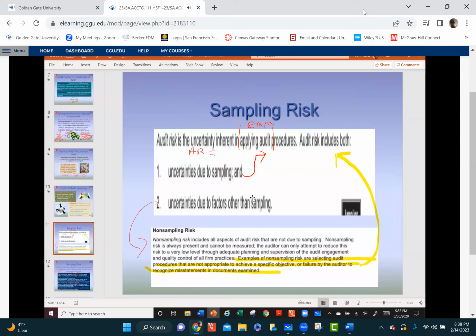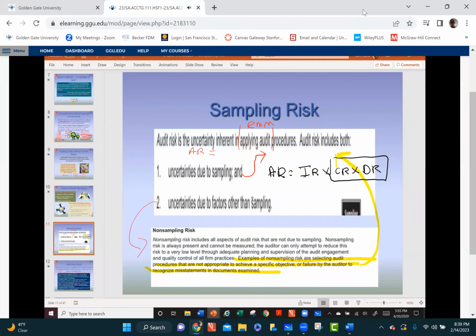Okay. Now, when we look at sampling risk, we can put them into two categories. Well, actually, as we look at our audit risk, we can put our risk into two categories. We can look at sampling risk. Sampling risk is the risk that creates our audit risk. And let's just remember our audit risk. Audit risk equals inherent risk times control risk times detection risk, right? Okay. And our sampling risk is really being affected right here.